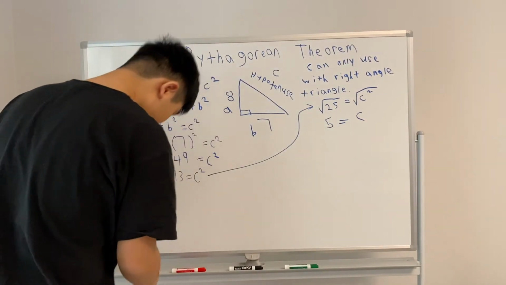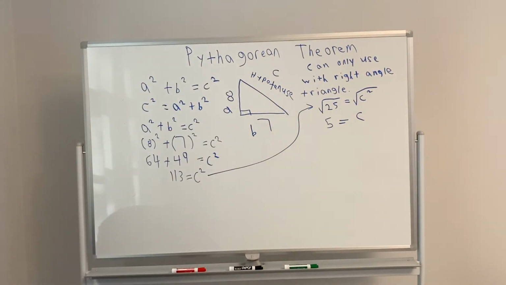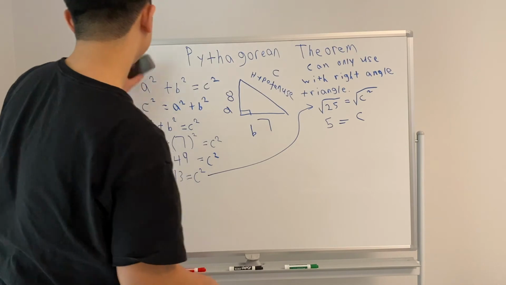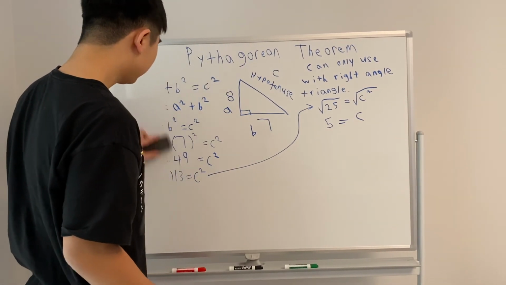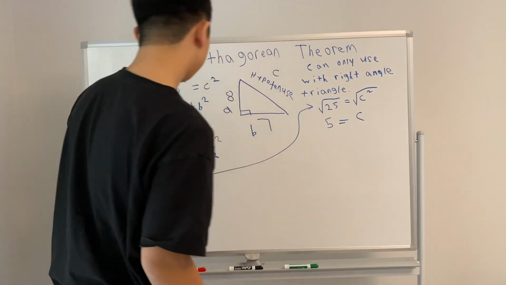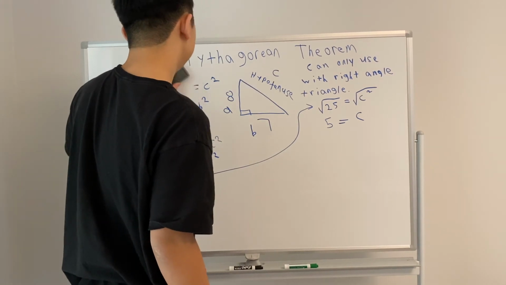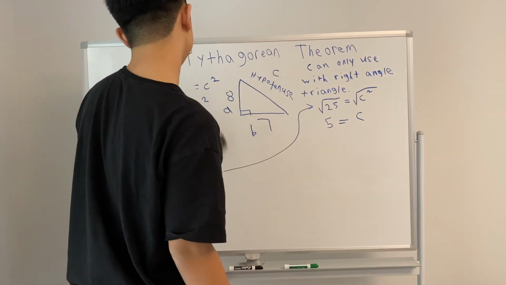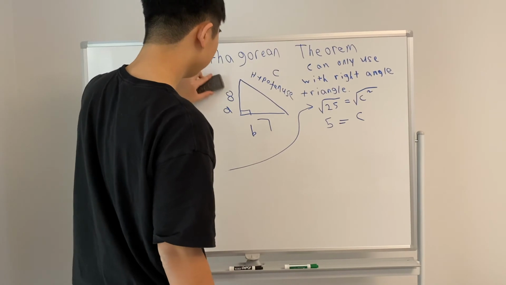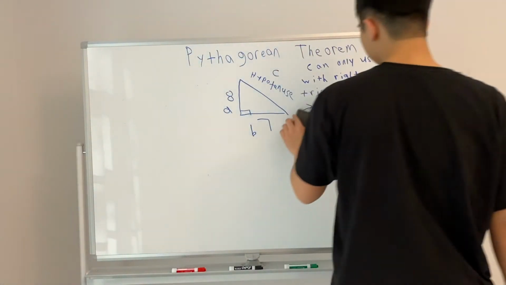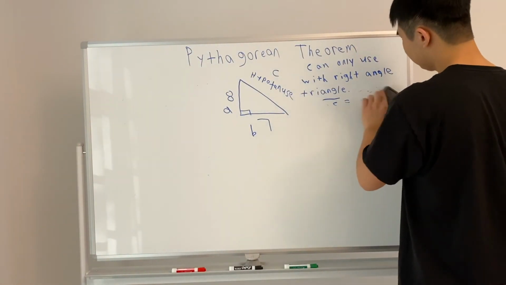What the heck? Okay, it's okay. So that's how you use the Pythagorean theorem. Now, you can also use it to solve for a side other than C. Okay? So for this next example, I'll use smaller values.